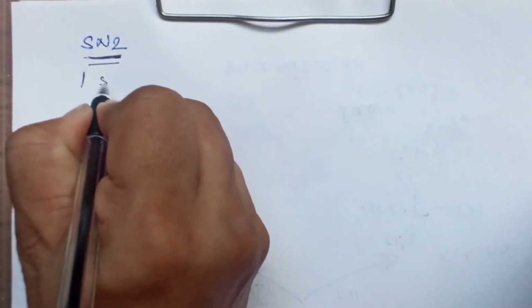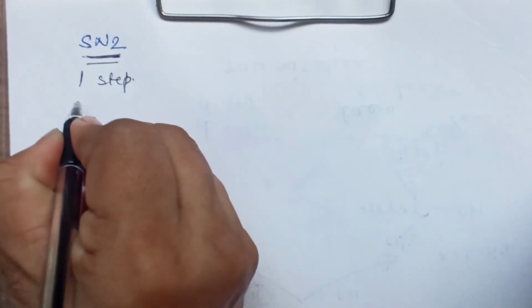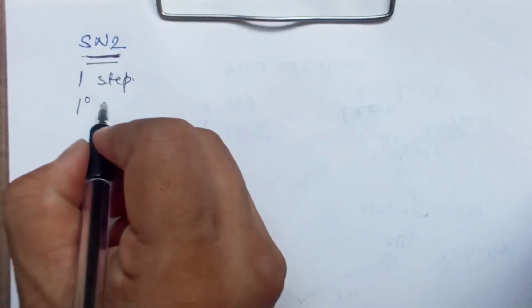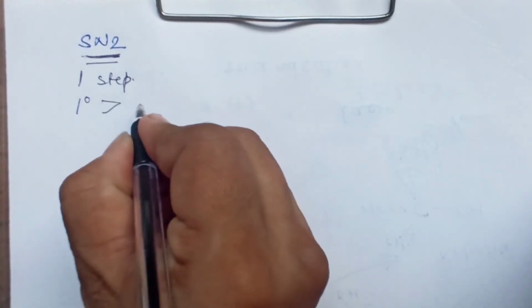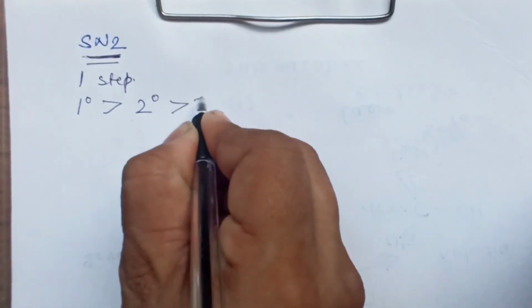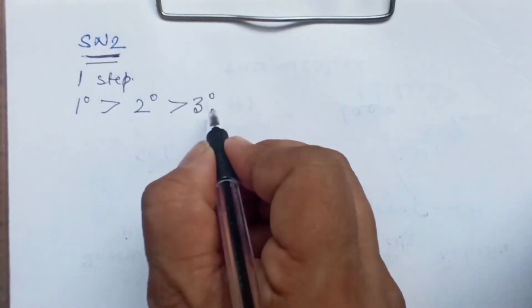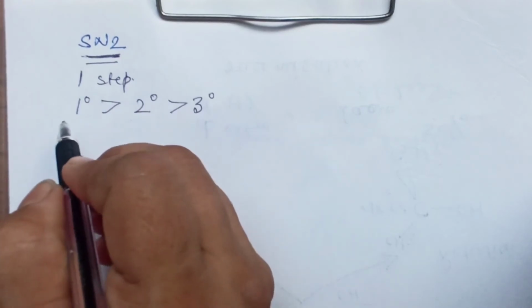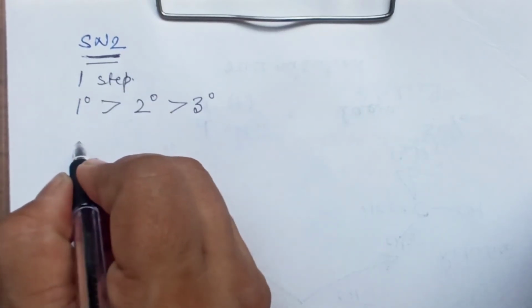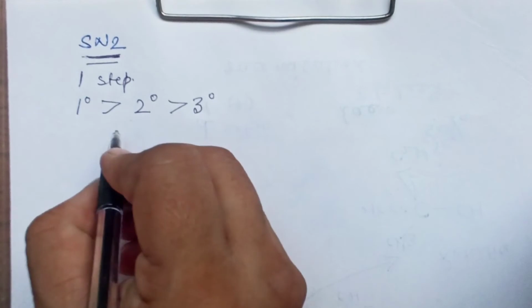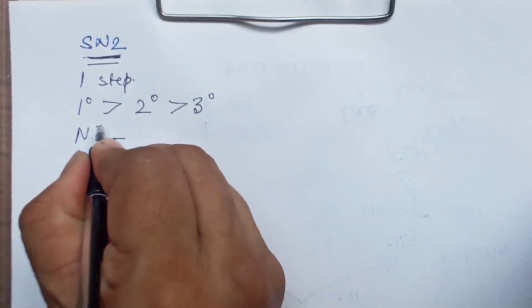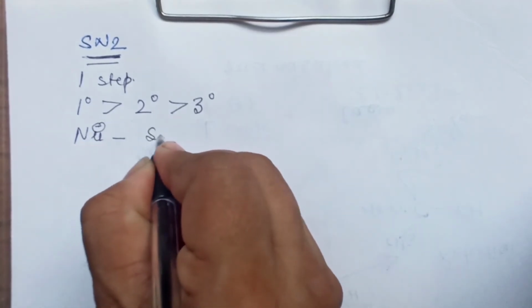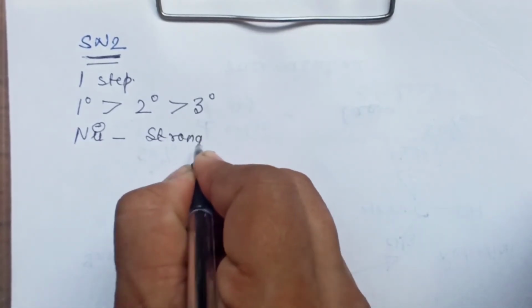Now SN2 is a one step process, and 1 degree alkyl halides will have the maximum tendency. So 1 degree, then 2 degree, and then 3 degree. 3 degree will have the least tendency to undergo the SN2 mechanism. And the nucleophile in this should be strong.